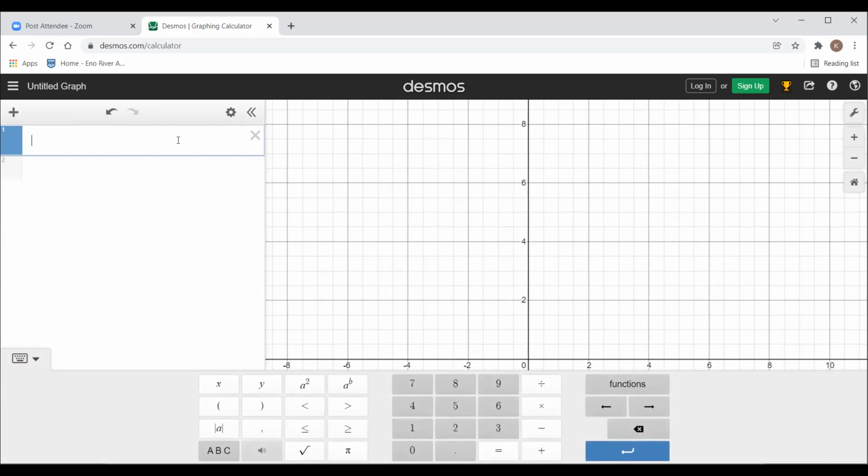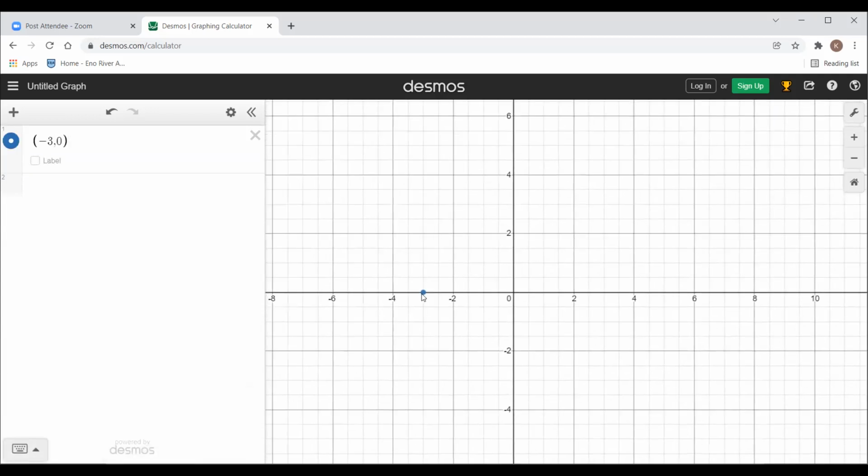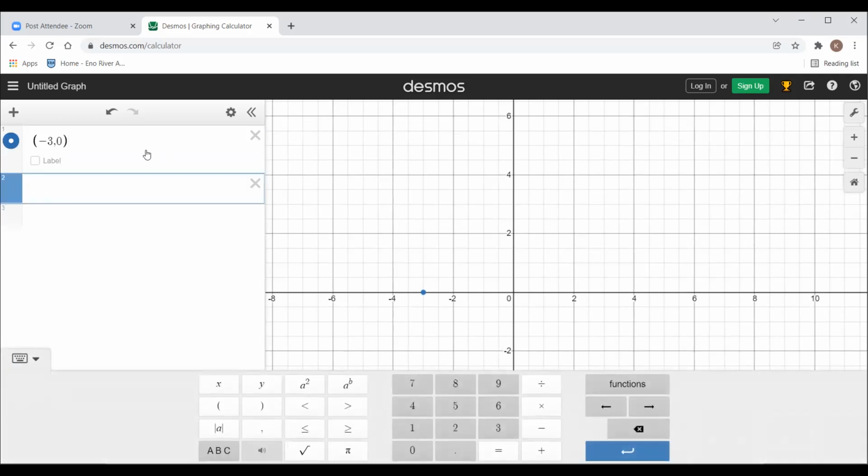Negative 3, 0. So everyone type in negative 3, comma 0, like a point. And then look, it shows up. Everyone see that? You got the point negative 3, 0 now. It shows up as a dot. Everyone got that dot? You guys have the dot at negative 3, 0? Yes? Okay. Then I'm going to do the other x-intercept at 2. How do I type that in? 2, 0. 2, comma 0.